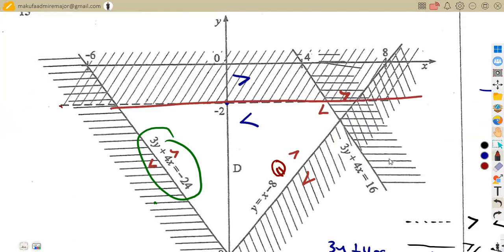According to a horizontal line, the side on top is greater than the side below. All the region that is below is less than. So that is how we take our signs. Just understand this, guys: anything on top is greater than, anything below it is less than.